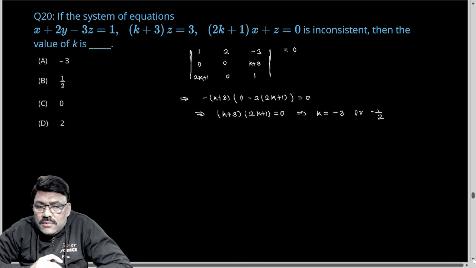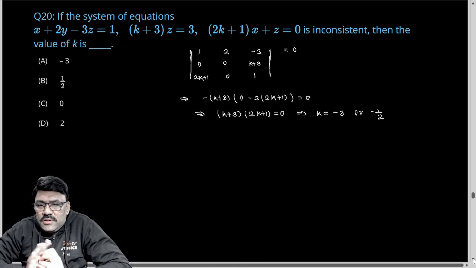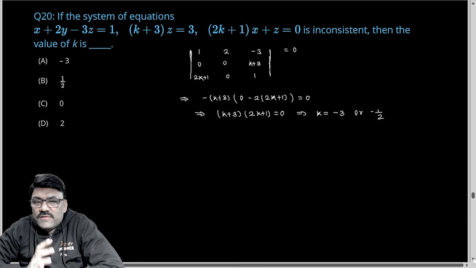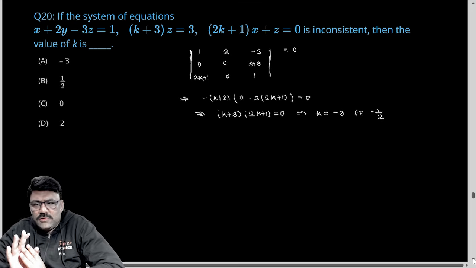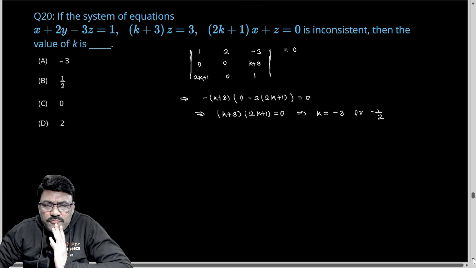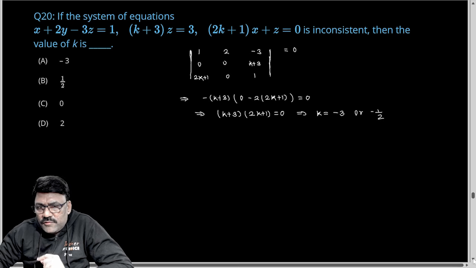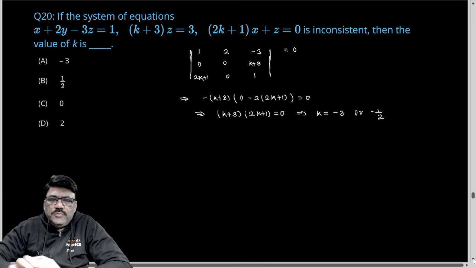K will be either minus 3 or minus half. But if I take K is equal to minus half, that is not there in the option actually. But for minus half also, the system will be inconsistent. Because if I take K is equal to minus half, from the third equation, I will get Z is 0. But if I take Z as 0, then the second equation doesn't get satisfied. So both should be the correct answer.